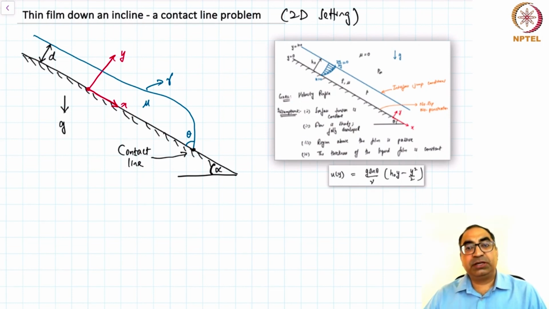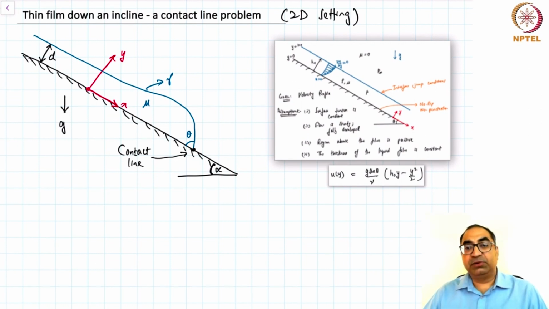So I've chosen the coordinate system to coincide with the plate. The x-axis is along the plate and the y-axis is perpendicular to the plate. This is exactly what we had done in the earlier lectures. And for the case of a uniform film down an incline, we had also got the velocity profile in the thin film, which we'll be using.